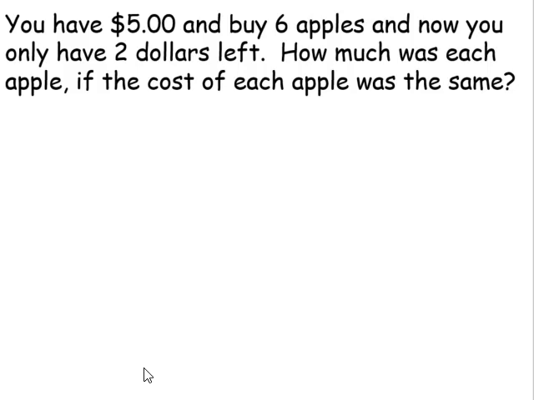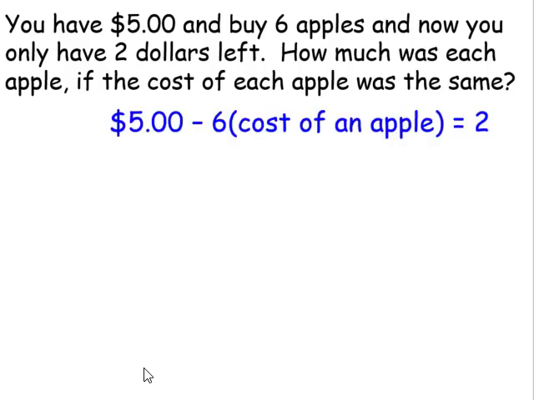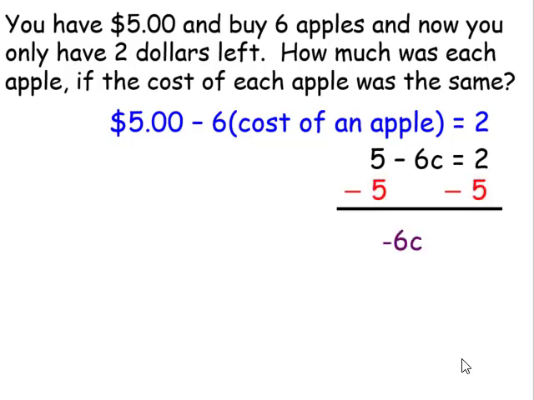When we're writing this down, we had $5, we're minusing 6 apples, this gives us 2. But we're really not subtracting 6 apples, we're actually subtracting the cost of 6 apples. Therefore, we'll see 5 minus 6c is equal to 2, where c is the cost of each apple. Now, we'll just have to subtract 5 from both sides. This will leave us with negative 6c is equal to negative 3.